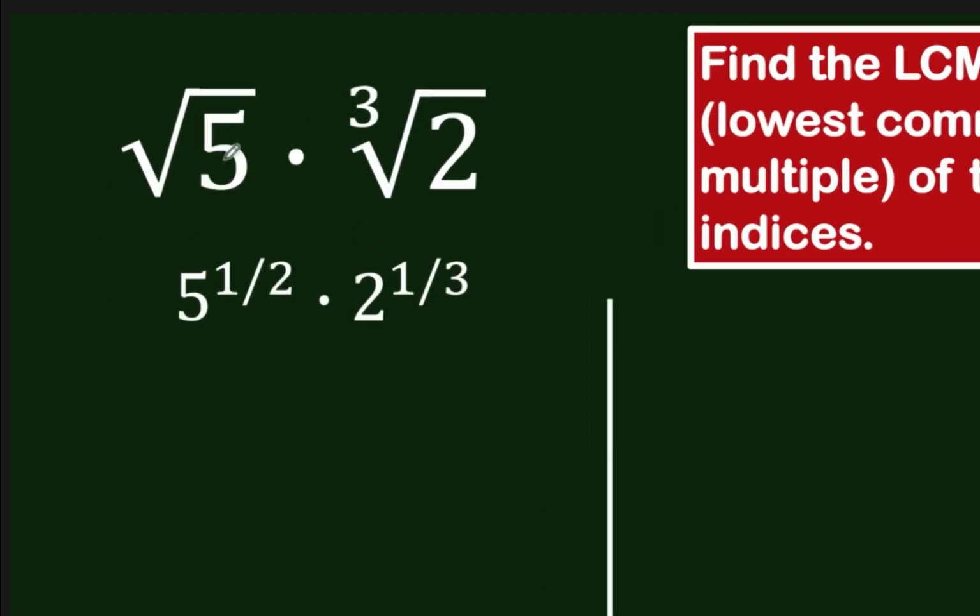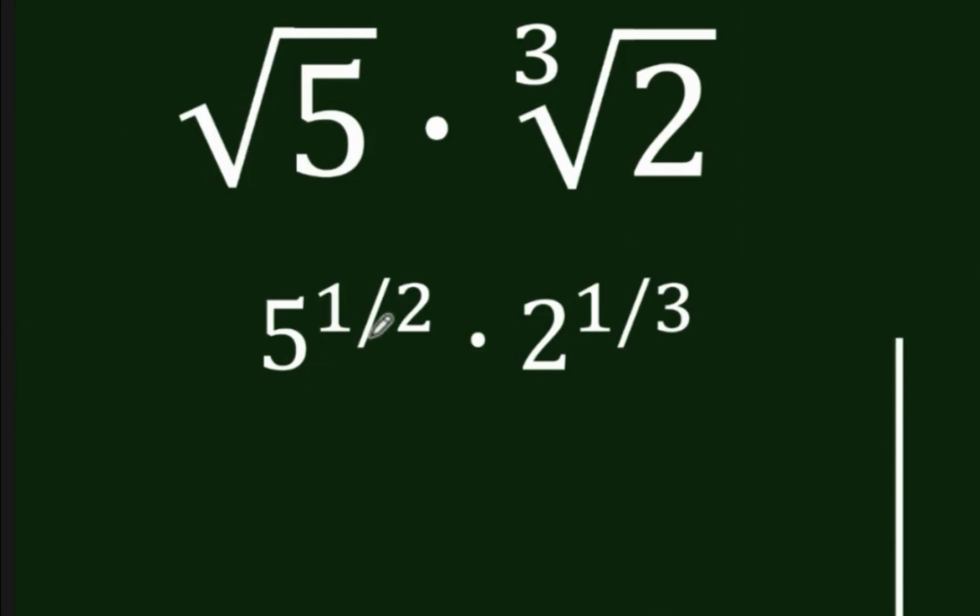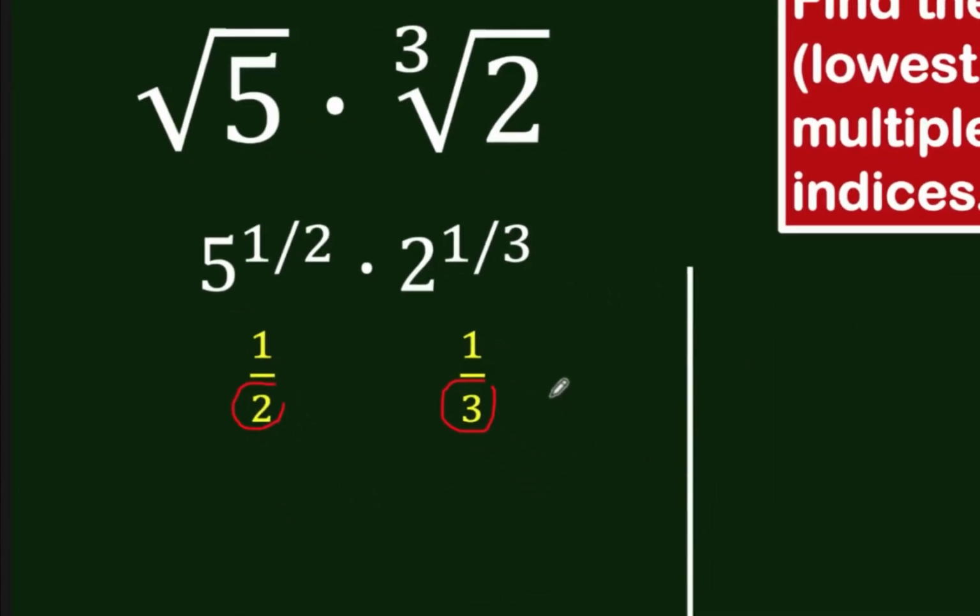So the square root of 5 is 5 raised to 1 half. The cube root of 2 is 2 raised to 1/3. Then look at the two exponents, 1 half and 1/3. Their denominators are 2 and 3, and the least common multiple of 2 and 3 is 6. Then 6 divided by 2 is 3 times 1 is 3. 6 divided by 3 is 2 times 1 is 2. This means 1 half is equivalent to 3 over 6, and 1/3 is equivalent to 2 over 6.